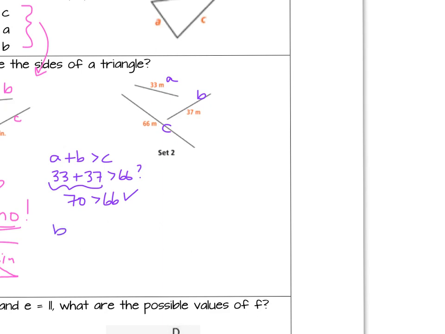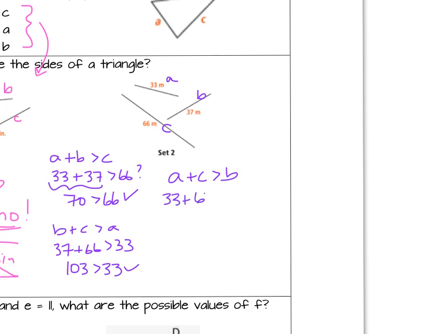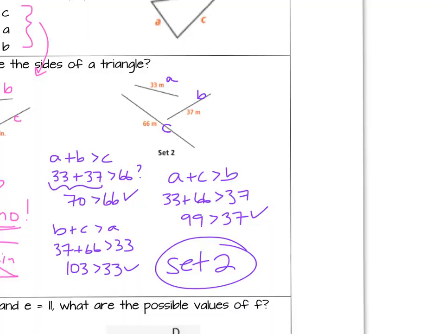That's the thing with the triangle inequality theorem. Let's try b plus c. Is that greater than a? b is 37, c is 66. So yeah, that's definitely going to be greater than 33. 37 plus 66 is 103. And that checks. So we have one more. Let's take a plus c and test if that's greater than b. a is 33, c is 66. 33 plus 66 is 99. That's greater than 37. True statement. Therefore, set 2 is where the triangle is possible.